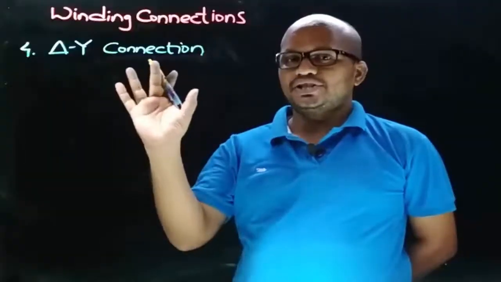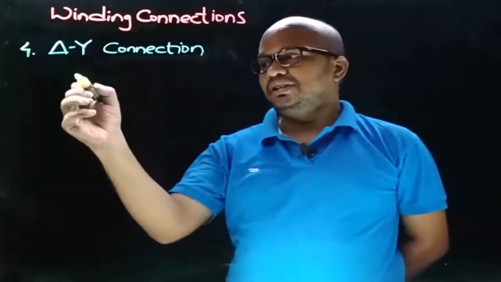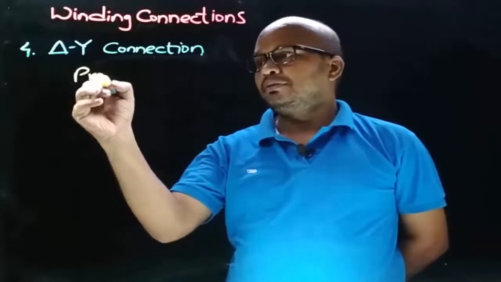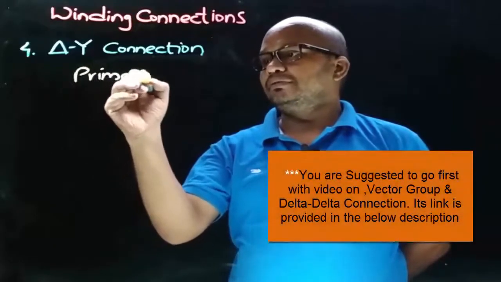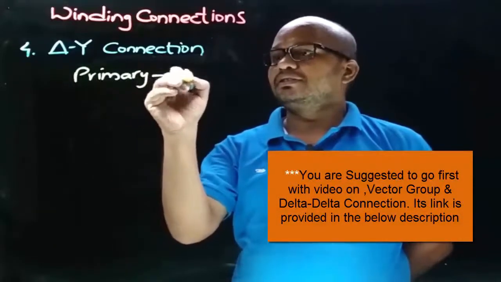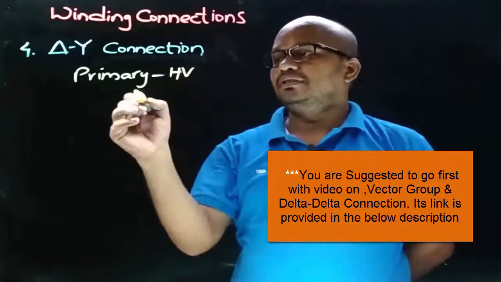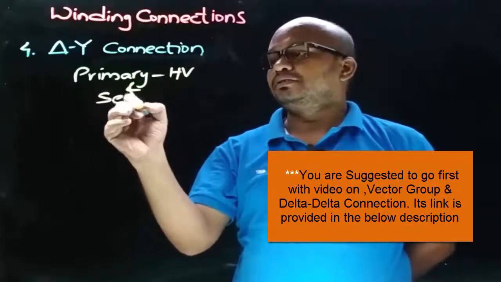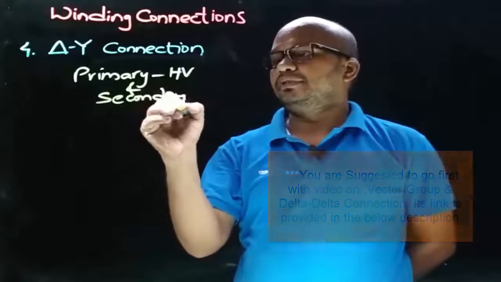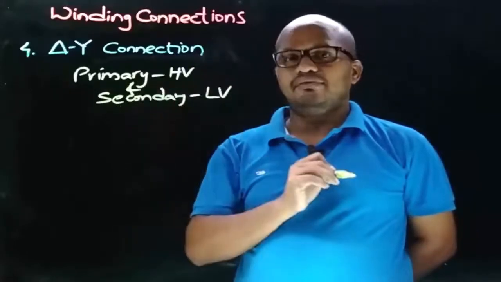Now let's have the discussion on star delta connection. And here the assumption is primary is HV and secondary side is LV winding.